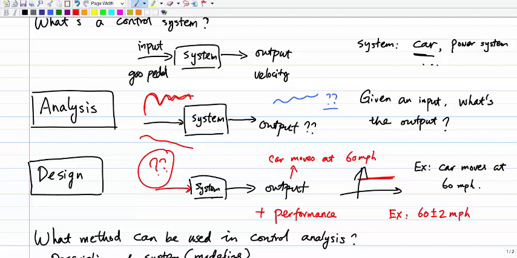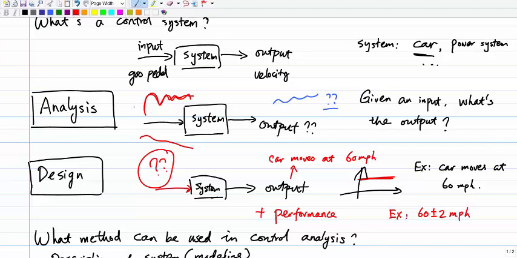So it's kind of the opposite. In analysis, I already give the input and we want to figure out the output. The control design problem talks about giving a certain output, and we want to figure out the input. Technically speaking, the control design problem is harder, because we want to give the output and derive the input. Typically it's hard to do, because we have to first figure out the analysis problem before we can solve the design problem.